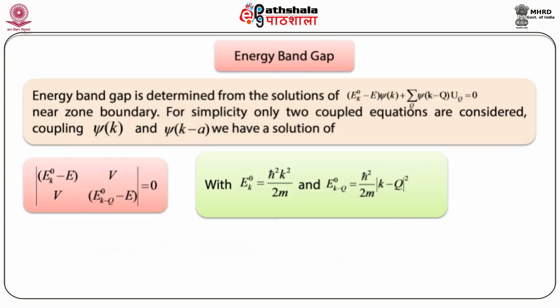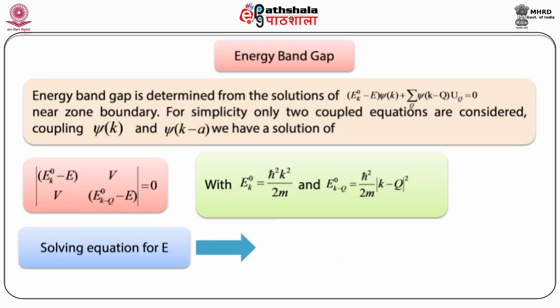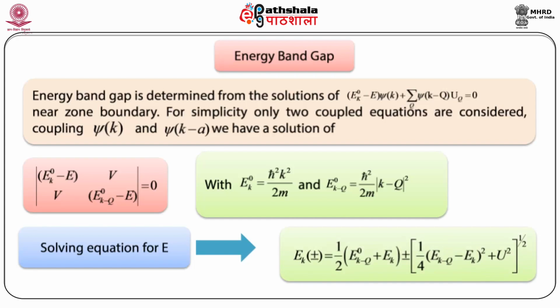E_k^0 is equal to ħ²k²/2m, and E_(k-Q)^0 is equal to ħ²/2m times |k-Q|². Solving this determinant, we now get the following expression for the roots, that is E_k±. So the two roots E_k+ and E_k- are equal to half of E_k^0 plus E_(k-Q)^0, plus or minus the square root of 1/4 of (E_(k-Q)^0 minus E_k^0) squared plus U².